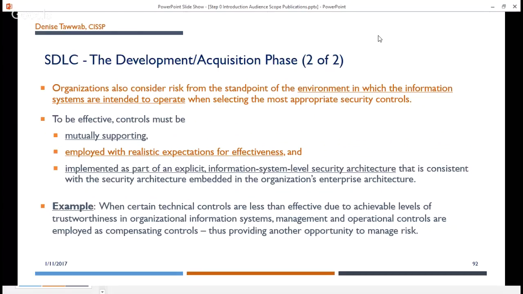For example, when certain technical controls are less than effective due to achievable levels of trustworthiness in information systems, management and operational controls are employed as compensating controls, thus providing another way to manage risk.